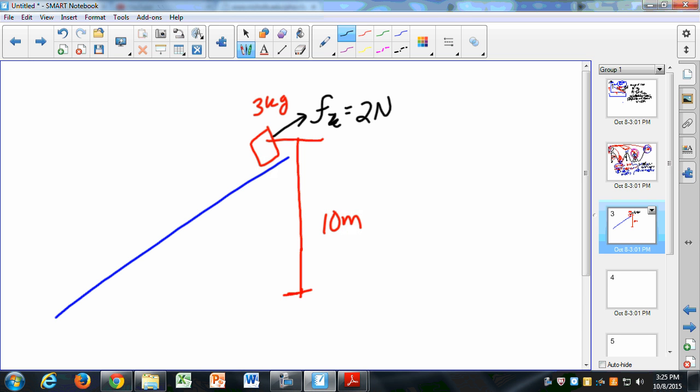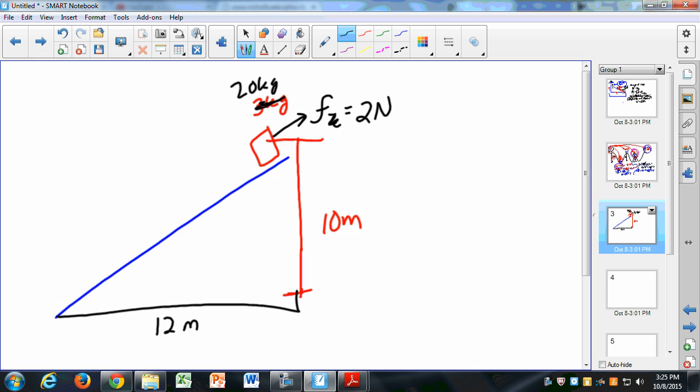I'm going to say that the mass instead is 20 kilograms. Make sure we have enough energy to get down. And the base of this triangle is, say, 12 meters. And I just want to know how fast is this object going when it gets to the bottom.